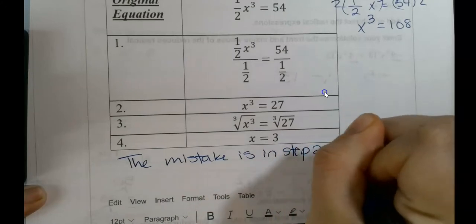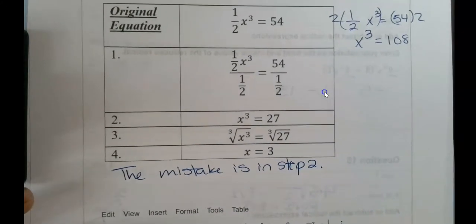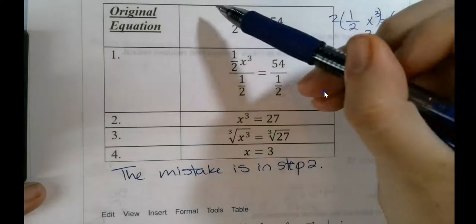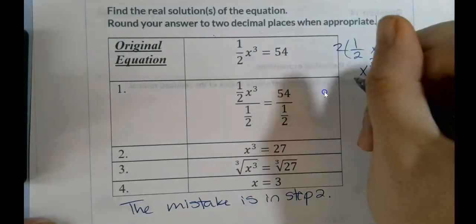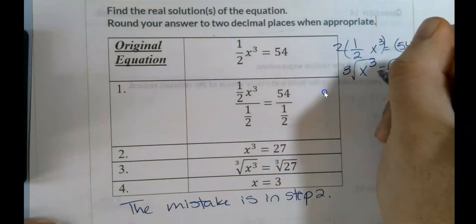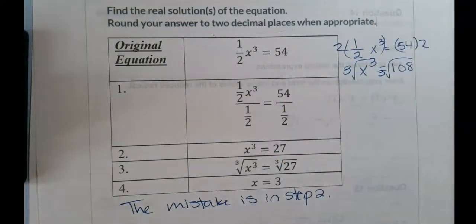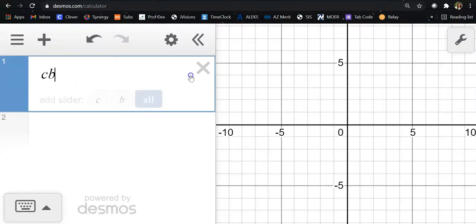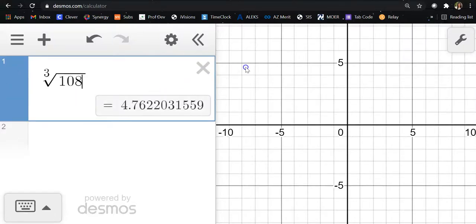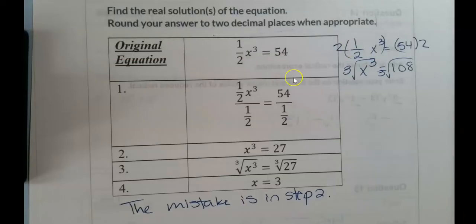And then, in order to get all of my points, I need to continue solving this. The question wants me to round to two decimal places when appropriate. So I want to find the cube root of both sides. I'm going to go type this into the Desmos. Which gets me 4.76.